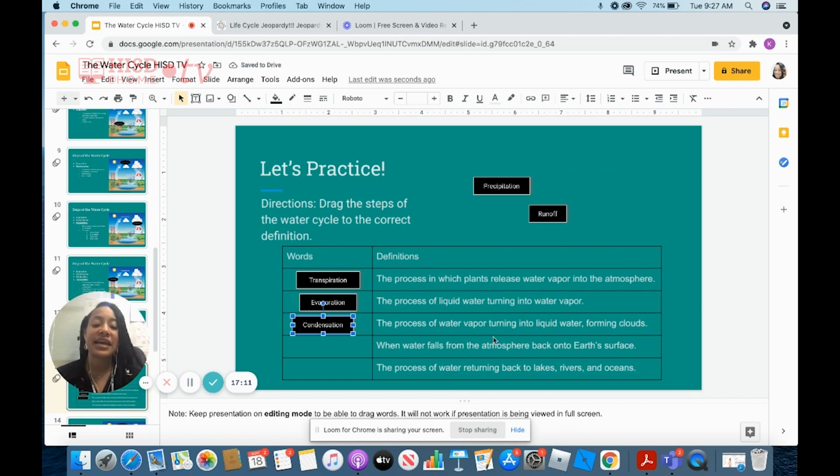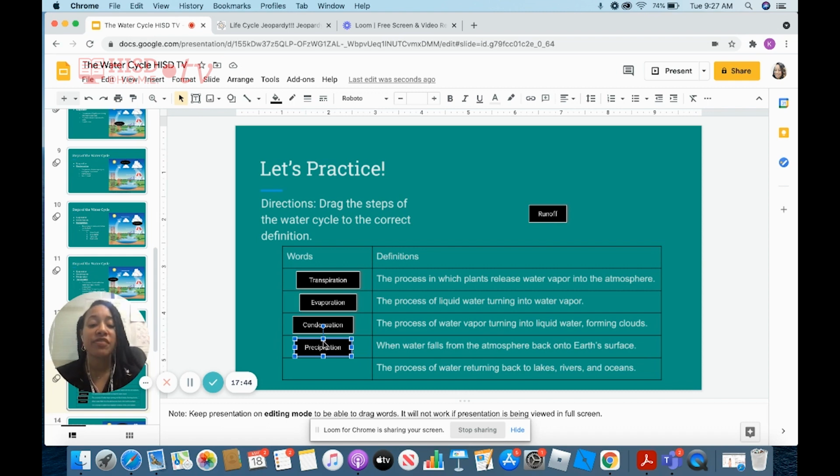Number 5 states when water falls from the atmosphere back to the Earth's surface. Any key words here? Yes, coming back to the earth is key. It definitely will help us to decide if this is describing precipitation or runoff. So which one do you think it is? Yes. When water comes back to the earth, we call that precipitation. And remember, there are 4 types of precipitation. The type of precipitation that we receive on earth or in Houston will depend on the temperature.